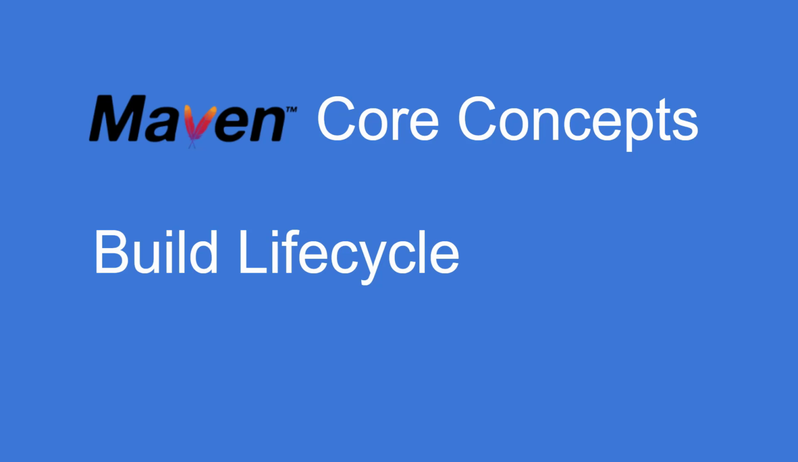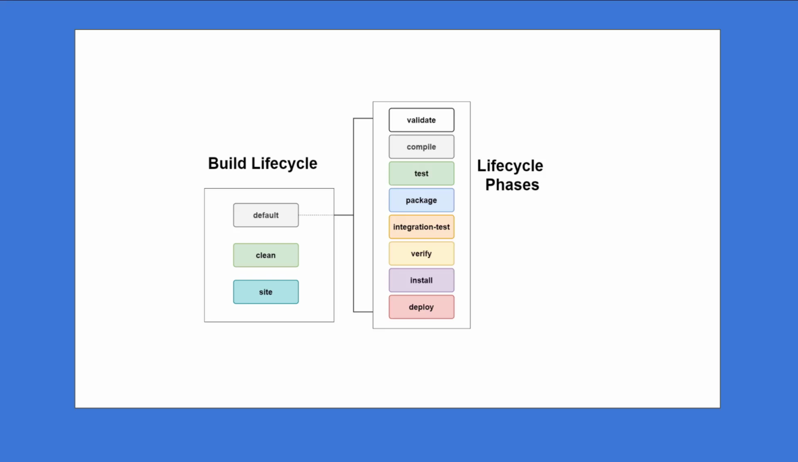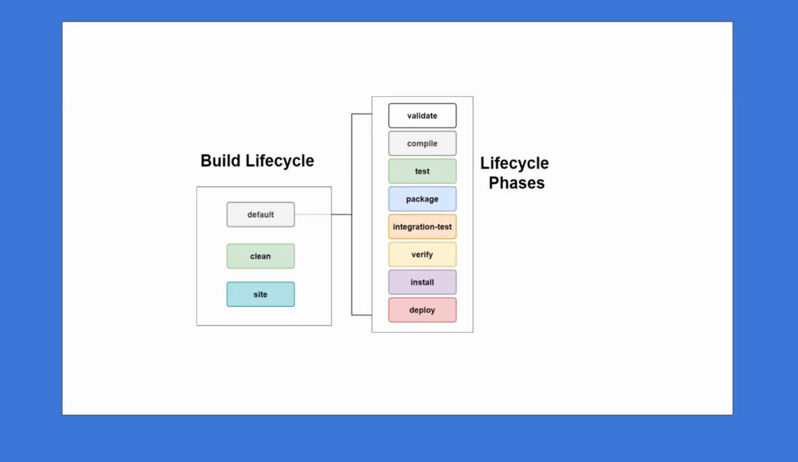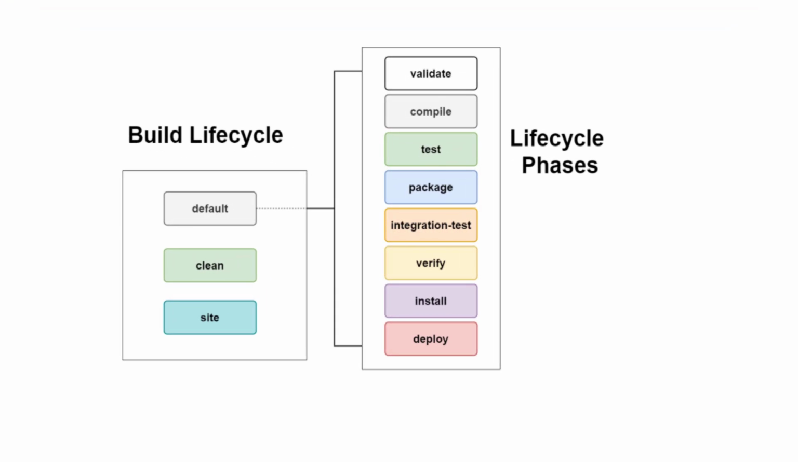So till now we have learned the core concepts of Maven. Now it's time to deep dive and understand how Maven builds our projects. Maven follows something called a build lifecycle to build a project, and this lifecycle is divided into 3 different steps. The first step is called default. As part of this step, Maven performs a lot of tasks.